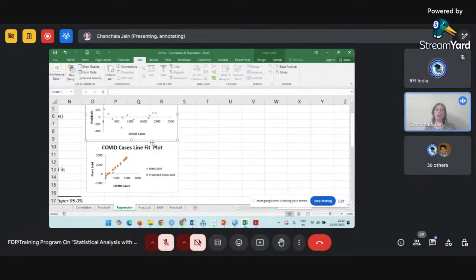Whether your residuals are normally distributed or not, that you can check using this COVID cases line fit plot. So you can see the blue one is indicating the mass sold value, and the rectangle is indicating the predicted mass sold value. So it is indicating both are following almost each other. That means these are normally distributed. Clear?